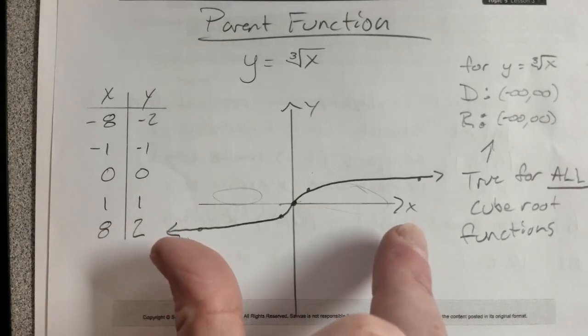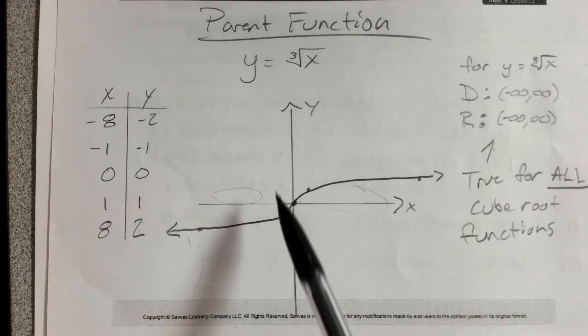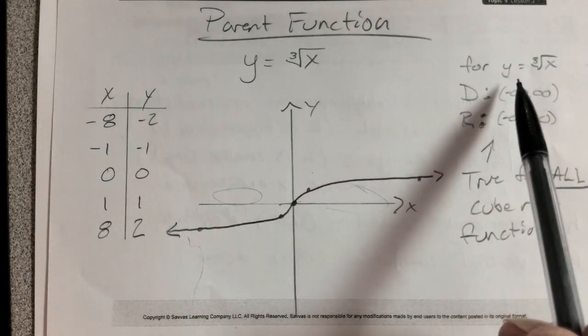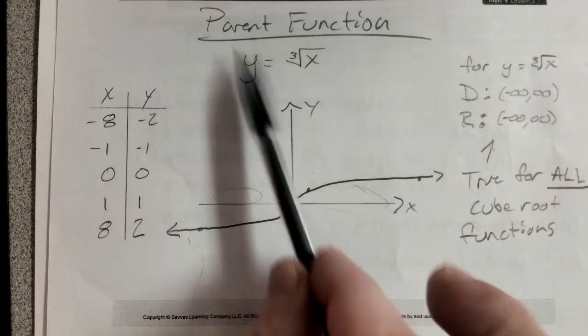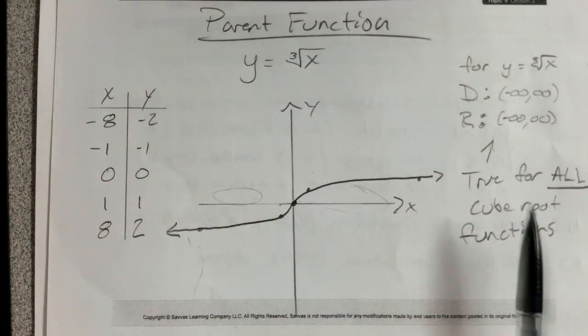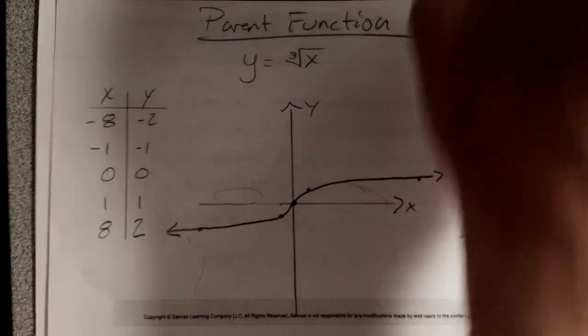What we found out is the domain and range for the cube root function is all real numbers, regardless of how much you shift it or stretch it. All real numbers for the cube root function is your domain and range.